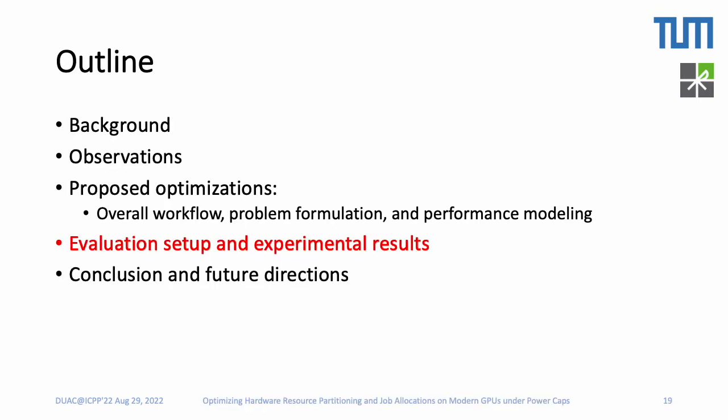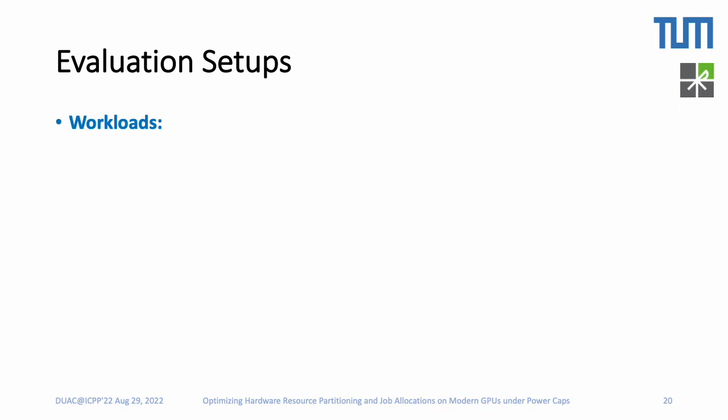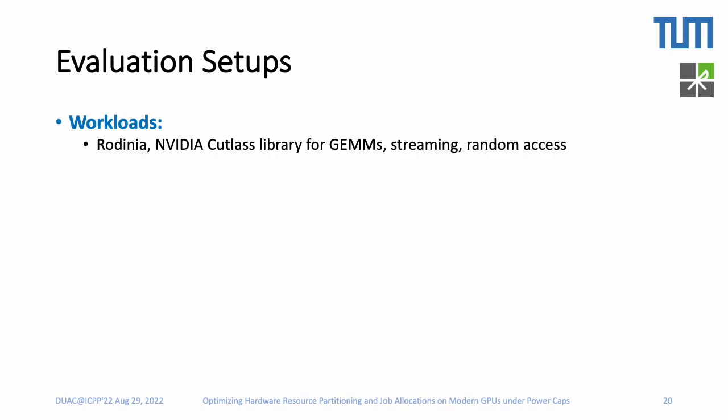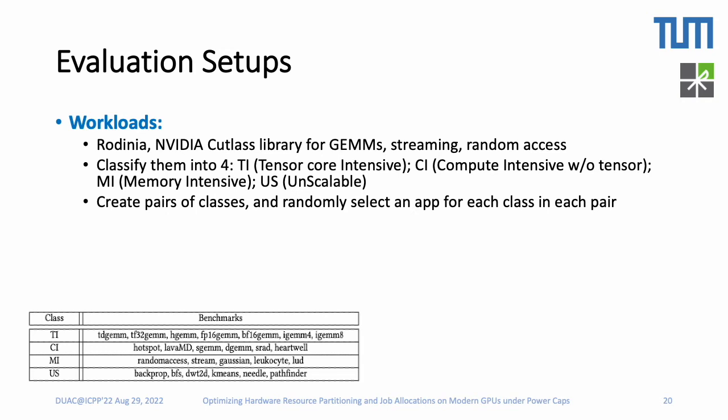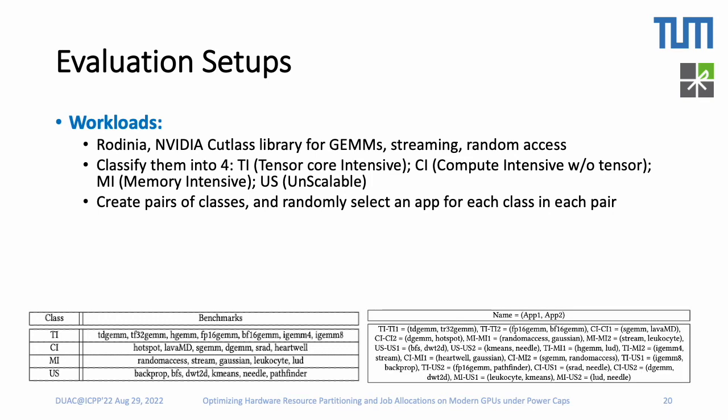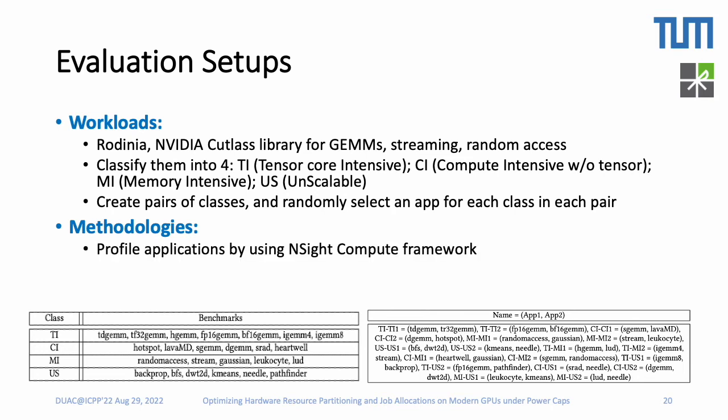And here is the evaluation setup and experiment results. Workloads are the Rodinia benchmark, and we also use the NVIDIA Catalyst library for GEMMs, including tensor intensive kernels, and also streaming and random accesses. We classify them into four categories: tensor core intensive, compute intensive without tensor, memory intensive, and unscalable. And here are the classifications. We create pairs of classes and randomly select an application for each class in each pair. This is how the exact setup and methodologies are.